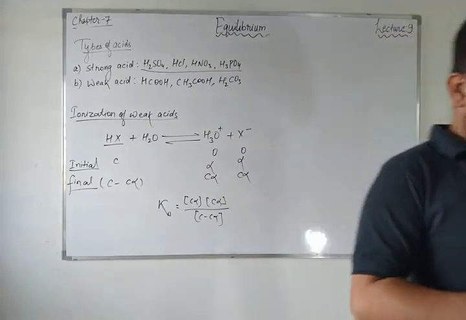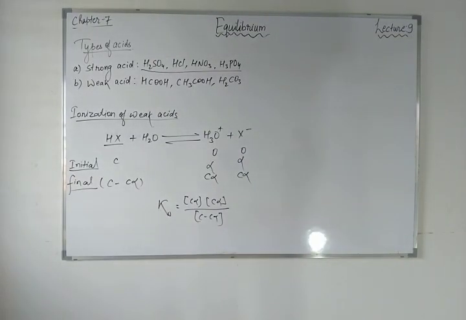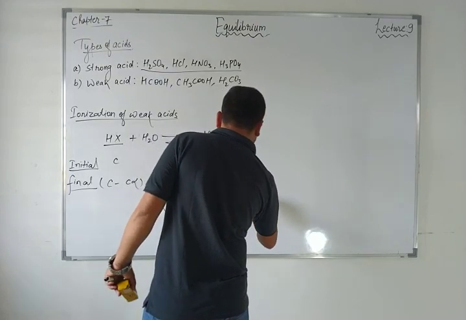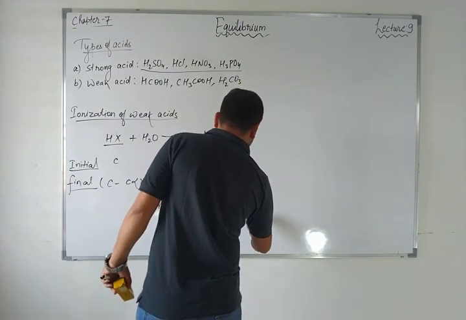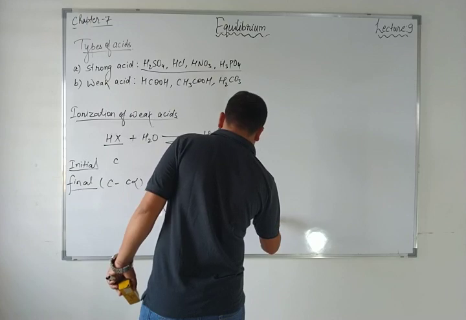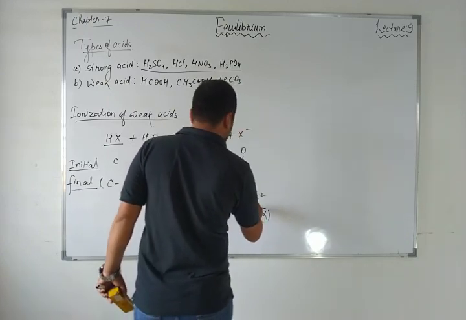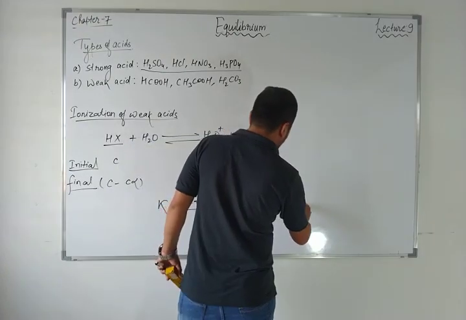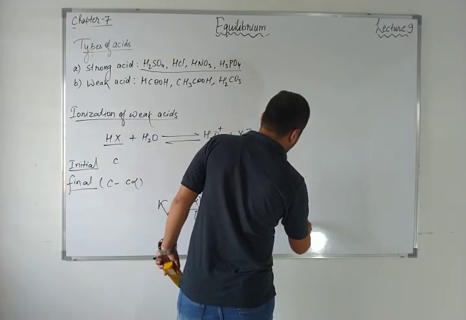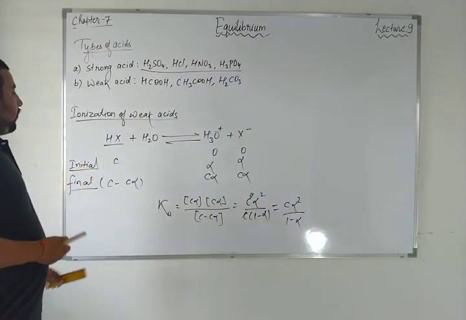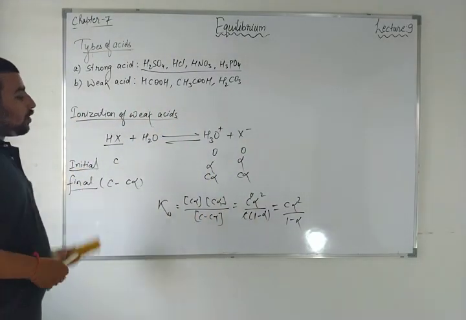Yes, it is right. Now you can tell me that if we are just removing this concentration, then what does it become? C square alpha square upon C common, C minus C alpha, C into 1 minus alpha, right? So C cancels and I see C alpha square upon 1 minus alpha. So this is the rate constant or ionization constant of weak acid.